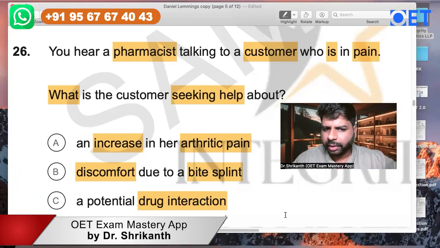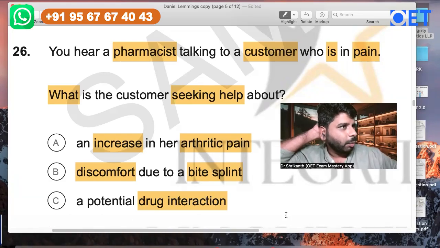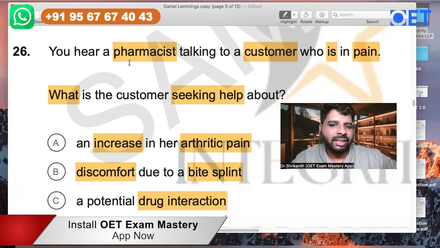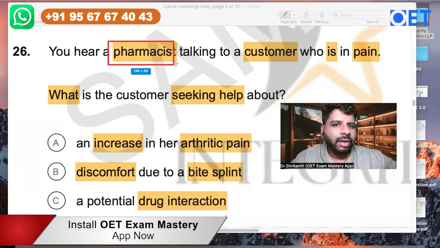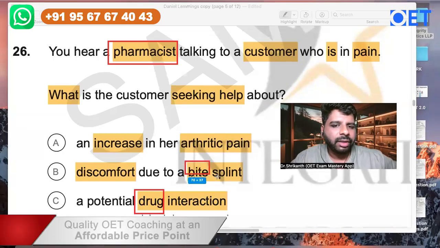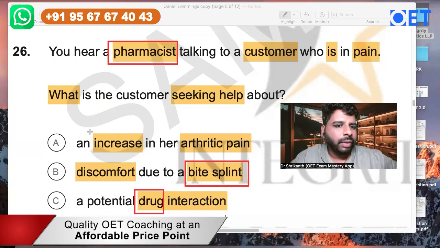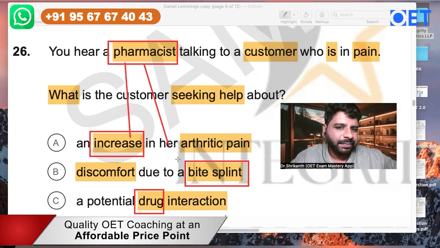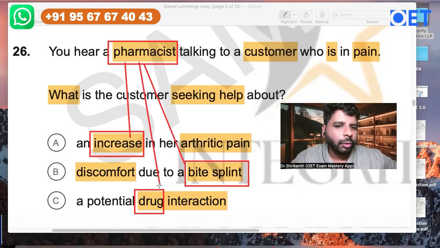Yeah. Again, the word is potential drug interaction, and the small clue over here is pharmacist. Now you see, that's the thing. If you're giving importance to the pharmacist over here, the pharmacist is going to be more inclined toward the drugs. Now when it comes to bite splint and an increase in arthritic pain, it is not the pharmacist's role over here. But when it comes to drugs, it is going to be the pharmacist's role.